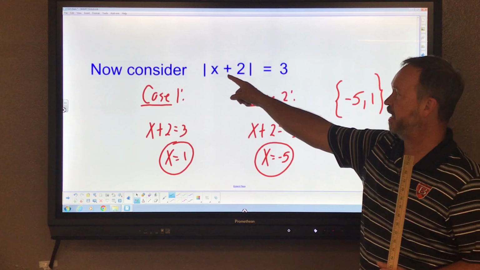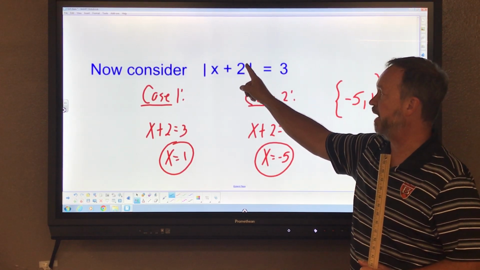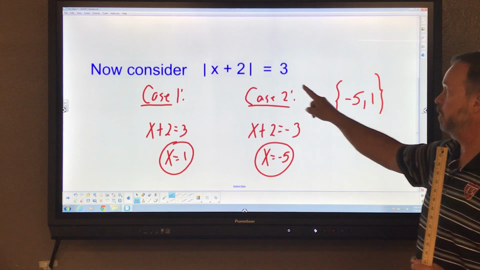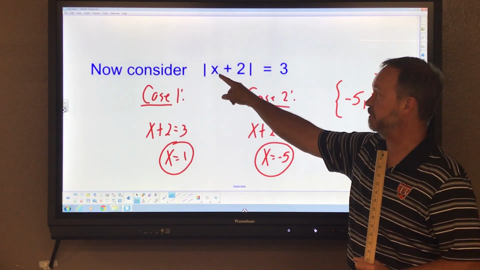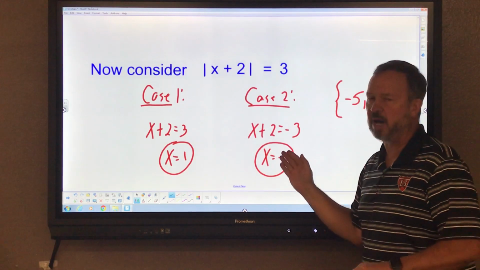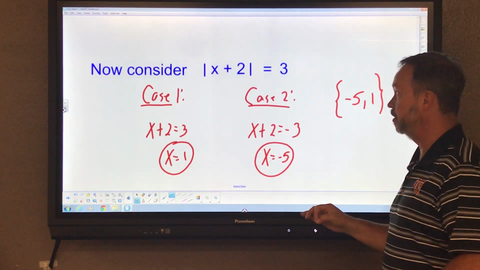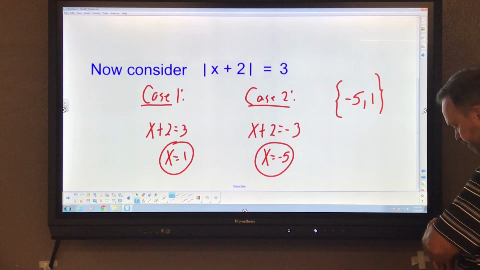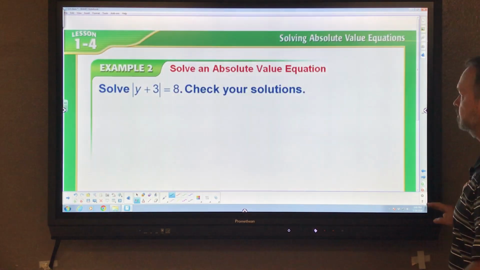Look at it. What is negative 5 plus 2? Negative 3. Absolute value of negative 3? Positive 3. X could also be 1. What is 1 plus 2? 3. What's the absolute value of 3? 3. So that copy-recopy is a key piece to this when you have absolute value equations. We learned that in Algebra 1.